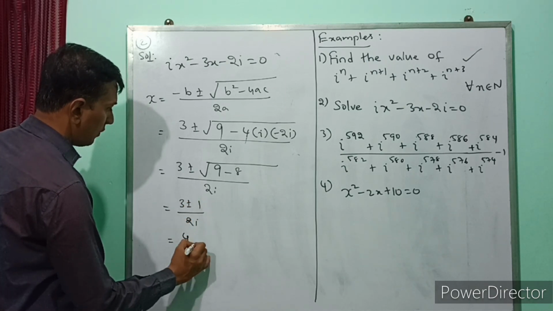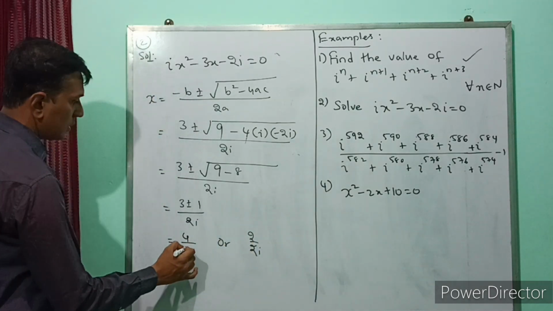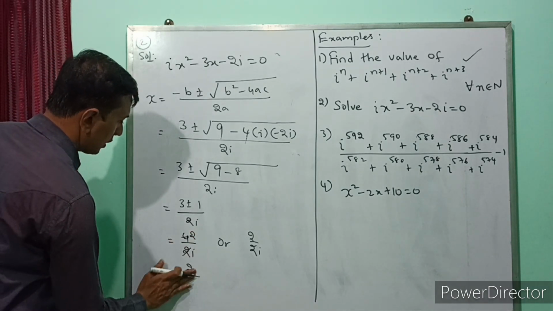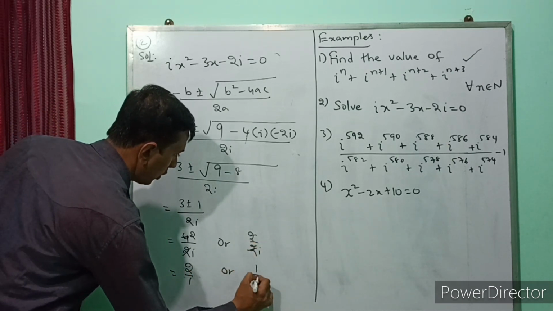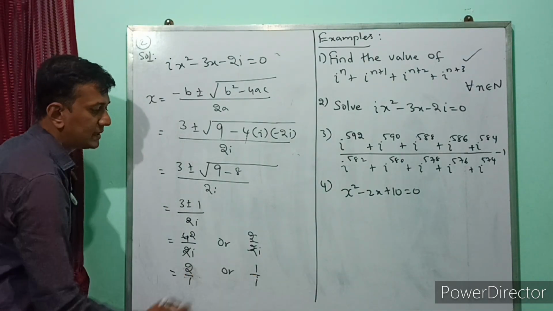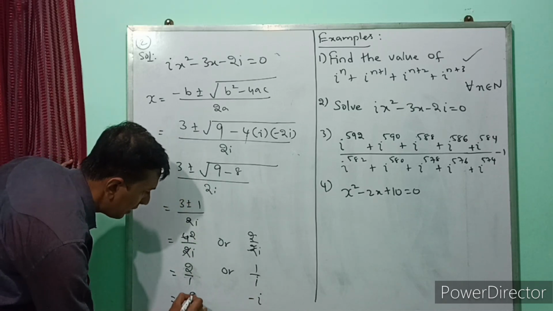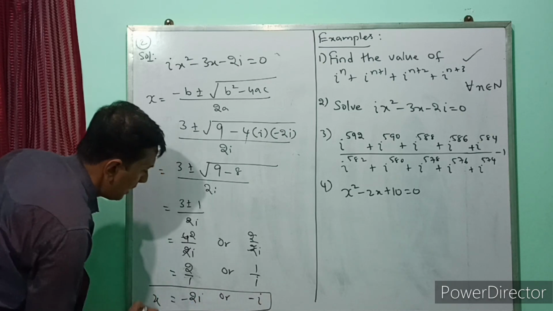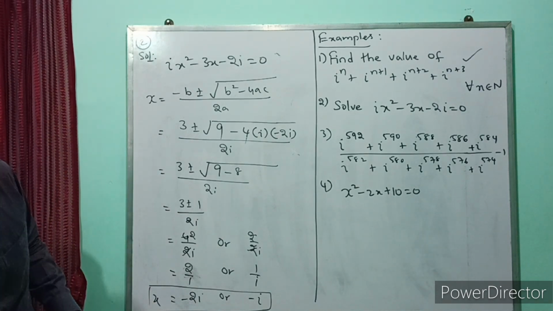That is nothing but 4 by 2i or 2 by 2i. So on simplification we will get 2 by i or 1 by i. Here 1 by i, when you rationalize this, will be converted into minus i. Similarly here minus 2i. So what are the roots of this? What are the values of x? Minus 2i or minus i. So the second problem is also simplified.